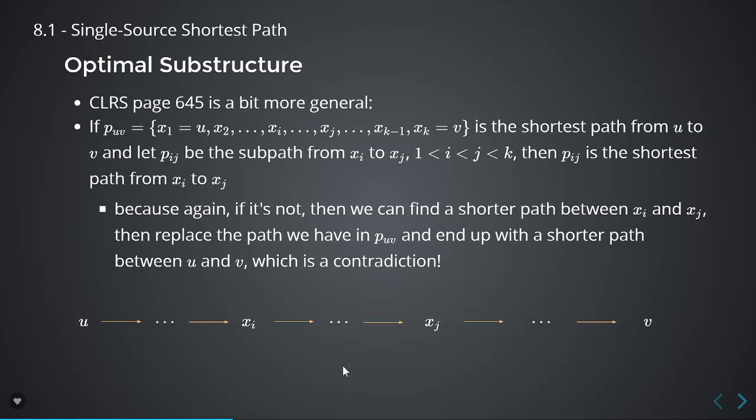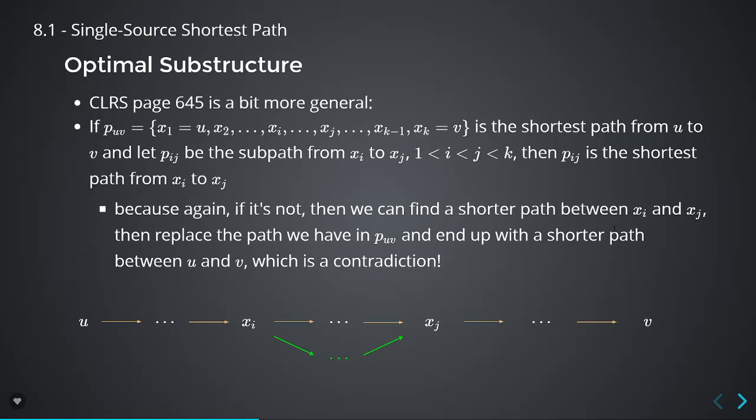Because if it's not, well, it's the same argument, right? If there is a shorter path, let's say these green lines here, then I can just substitute that path into PUV, and I will end up with a path which is shorter than PUV. So that invalidates the fact that we say PUV is the shortest path. This is a contradiction. So again, same argument, slightly different way of looking at optimal substructure, but it's the same argument.